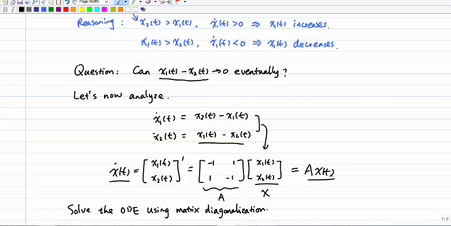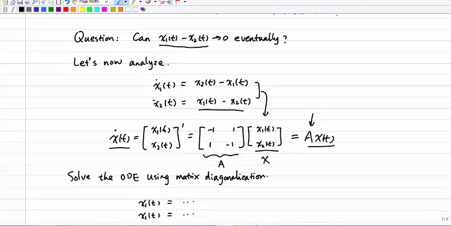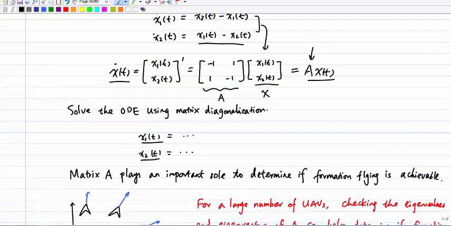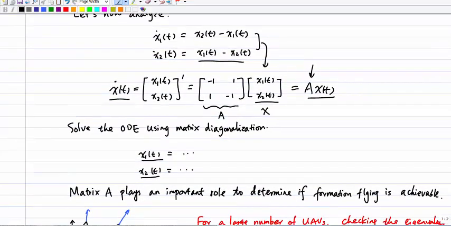Okay, so if you want to find a solution, we have to find the eigenvalue and eigenvector, right? We can solve the ODE using matrix diagonalization. We can find the solution x1(t), x2(t) to see if they will be equal eventually. If we do the calculation, I don't want to talk about the solution, but here you can see that x1(t) minus x2(t) will go to 0 eventually in this case.